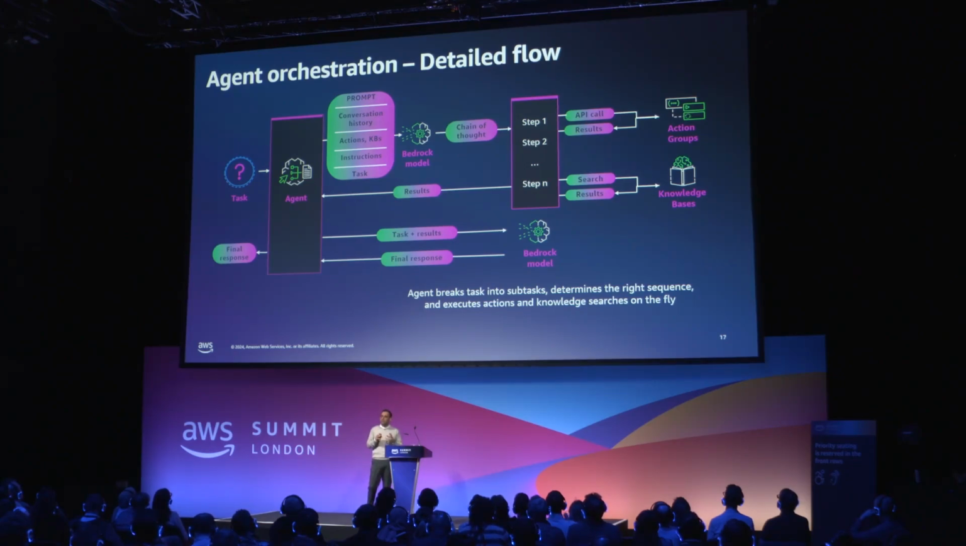The foundational model is responsible for breaking it down into what we call the chain of thought. Again, as a human thinks about an action, agents think the same way. A chain of thought, which is a set of steps that it thinks it needs to perform to execute that task. Now, each step could be accessing a knowledge base, accessing an API, or combination of both of them.